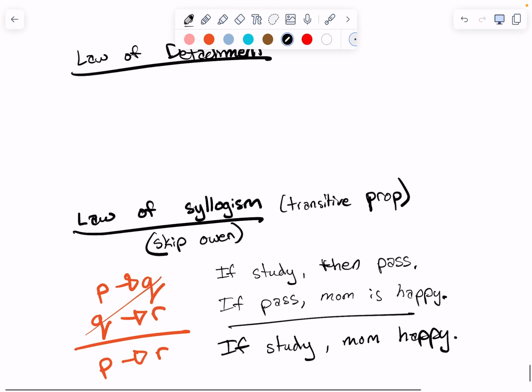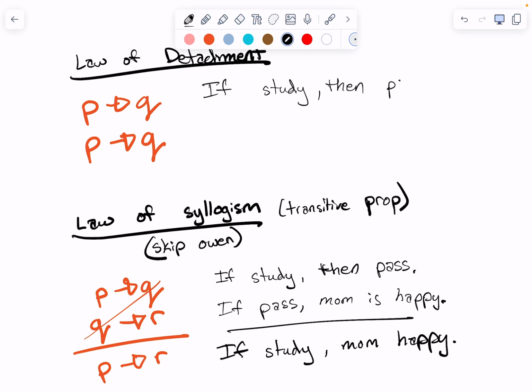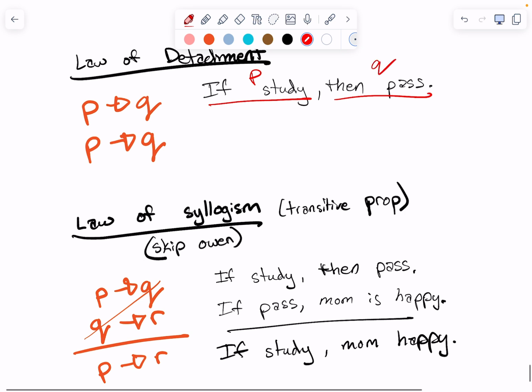All right. Law of detachment goes P, Q, P, Q. I'll use the same P and Q as before. If you study, then you pass. Okay? If you study, then you pass. Let's outline the P and the Q. What's the P part? Study. Q part? Pass. Jace has studied.